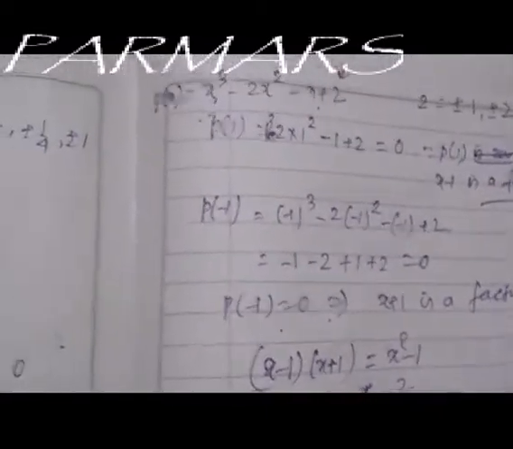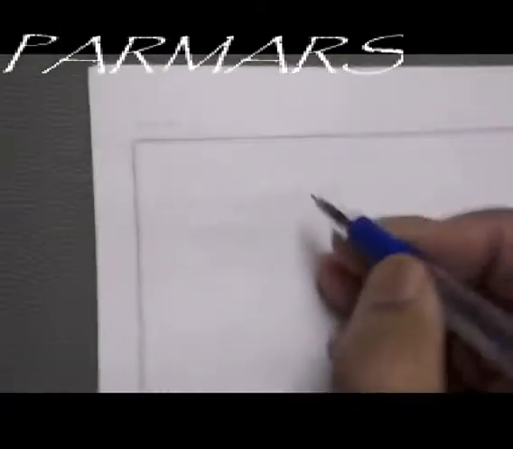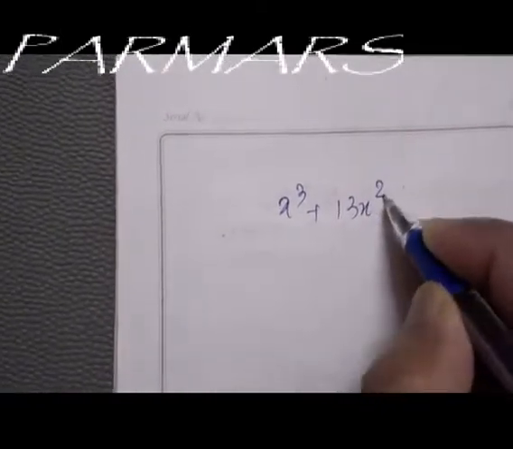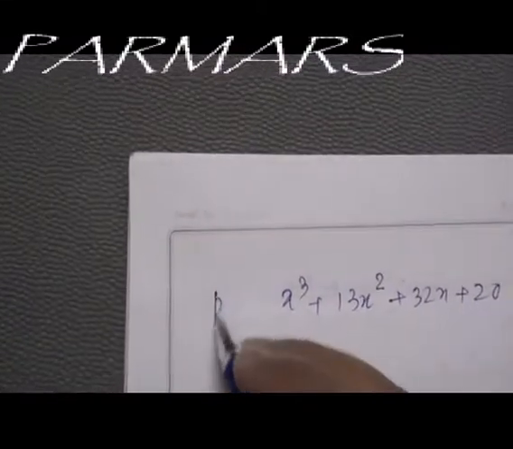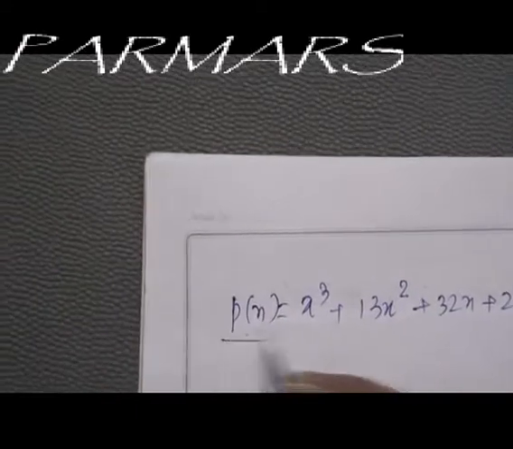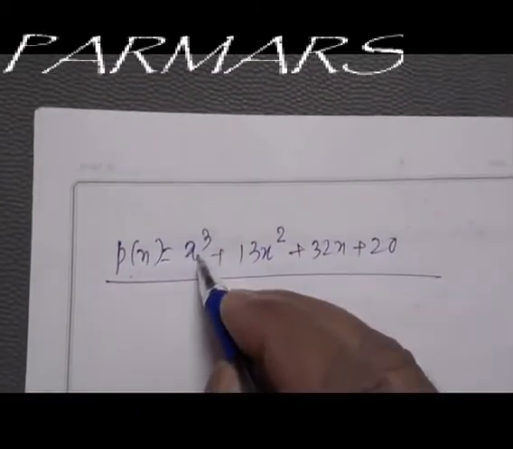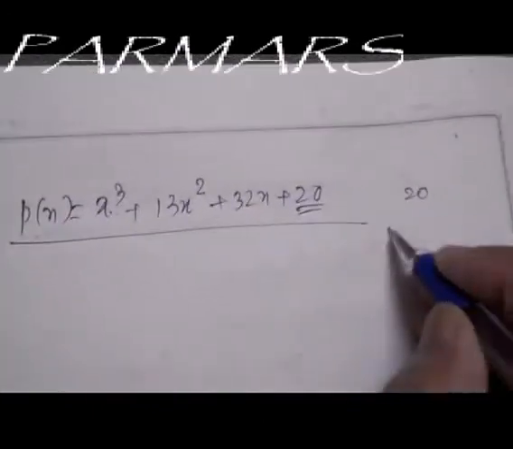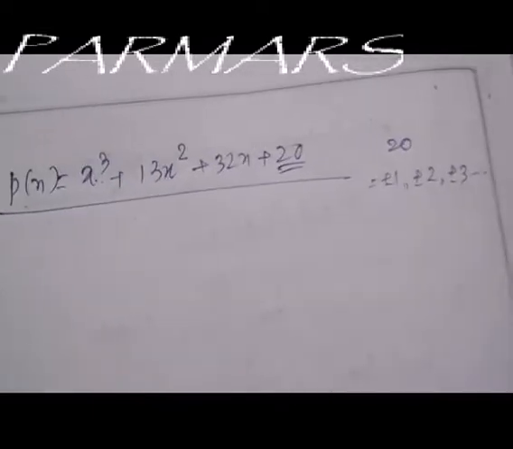Come. The next one more question. X cube plus 13x square plus 32x plus 20. This is the polynomial. Okay. Here again the coefficient of x cube is 1. So find the factors of 20. It is plus minus 1, plus minus 2, plus minus 3 and so on.